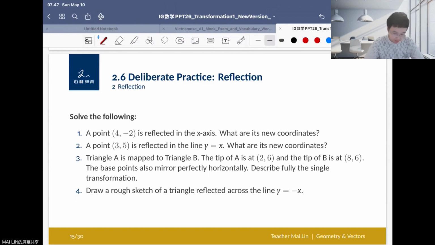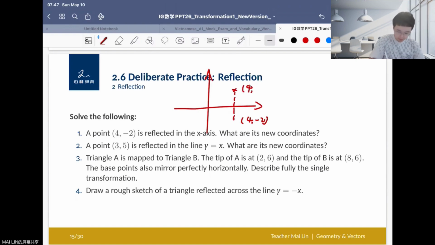For the first problem, the point (4, -2) is reflected in the x-axis. We can say this point is (4, -2), and it is reflected in the x-axis, giving another point. This point has the same x-coordinate, 4, and the y-coordinate is reflected. Before it was -2, now it is +2. That is the first problem. For the second problem, the point (3, 5) is reflected in the line y equals x. Here we reverse 3 and 5, so it becomes (5, 3). This is the new coordinate. That is problem 2.